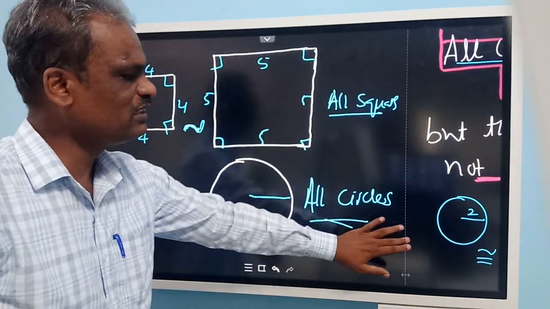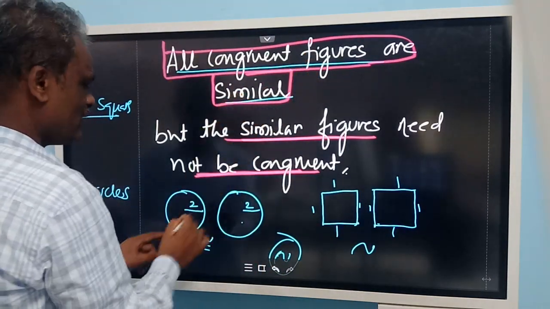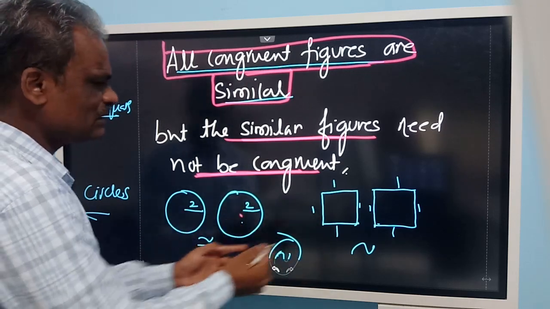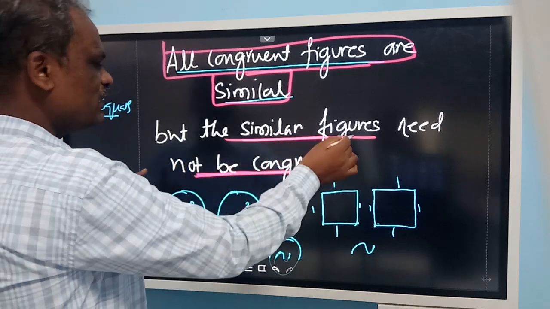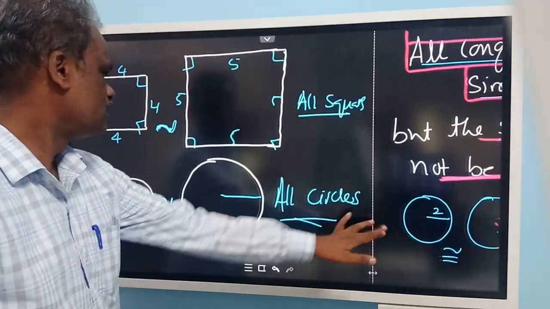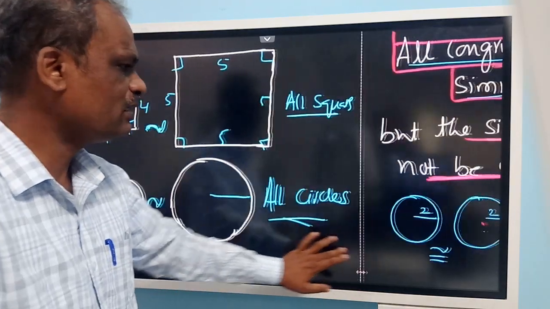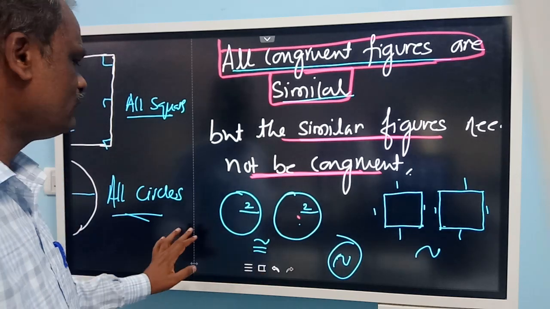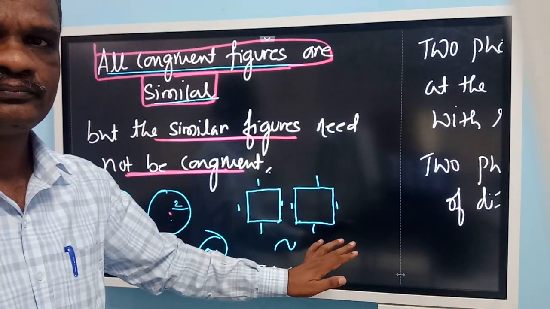So you understand the difference between these two statements. All congruent figures are similar. Look at these two congruent figures. They are similar. Circles are similar, squares are similar. Come to the second: all similar figures need not be congruent. So these similar figures need not be congruent. They are not congruent here, but here they are similar and congruent. So that is the meaning of these two statements. Is it clear to all of you?